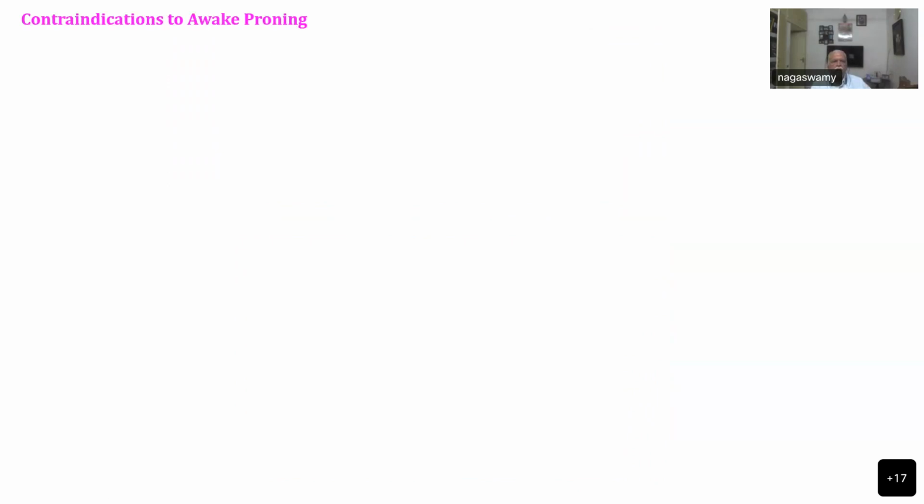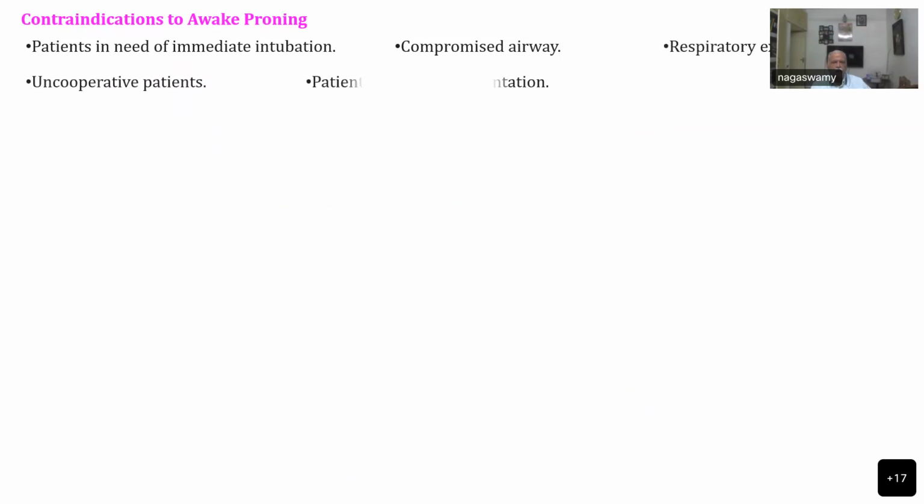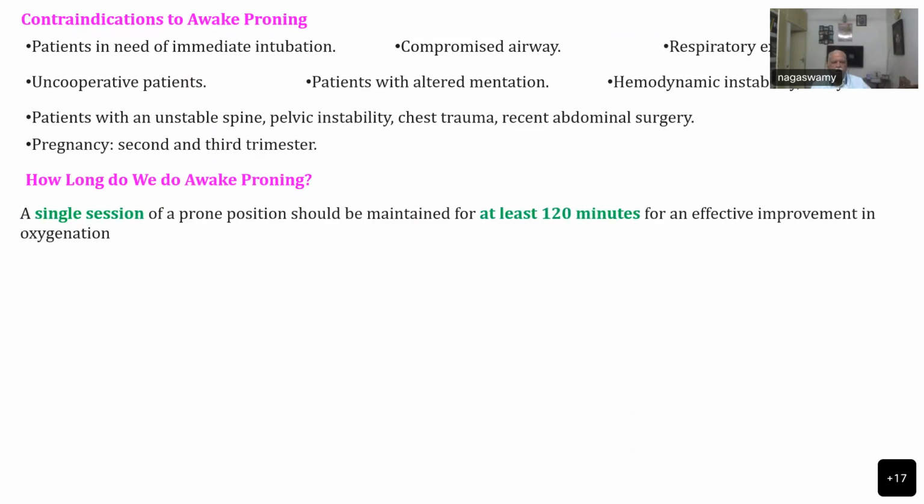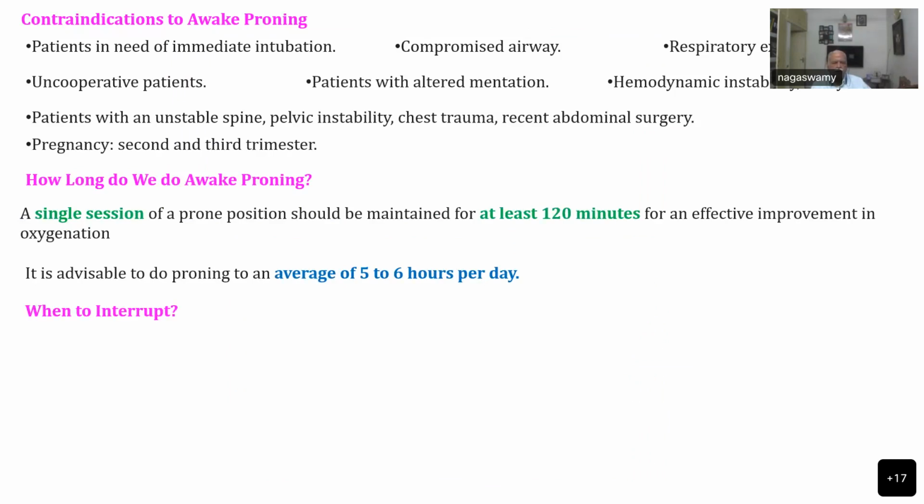And contraindications: those in need of immediate intubation or a compromised airway, respiratory exhaustion, uncooperative patients, patients with sensorium not intact, hemodynamic instability, or patients with trauma or pregnancy or recent abdominal surgery, all these patients, of course, cannot be put into prone. And what is the duration? At least 120 minutes for one session, that is 2 hours, and average 5 to 6 hours per day.